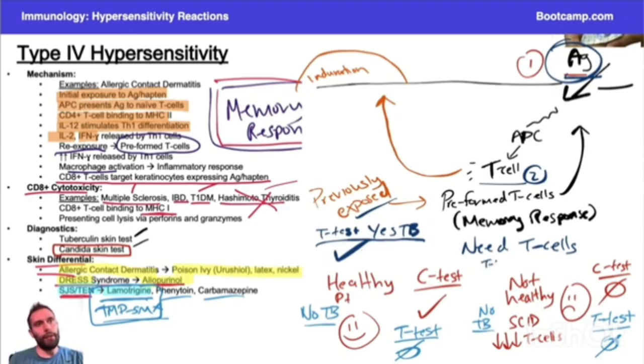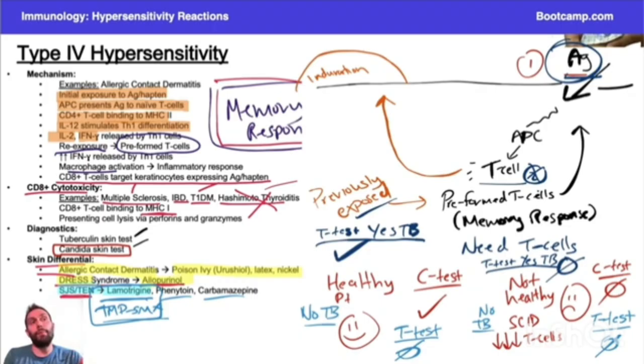Now, what about my not healthy patient? Again, we do the T test and we're saying, yes, this person has been exposed to TB. It could be an active infection, could be a previous exposure. Would I expect this patient to have a sizable positive test, a positive induration? And the answer is no. It doesn't matter what exposure they have. And why does it not matter? Because they don't have T cells. If you don't have T cells, no matter what, you can't generate the induration. If you have SCID, if you have AIDS, you're going to have a problem in these situations.